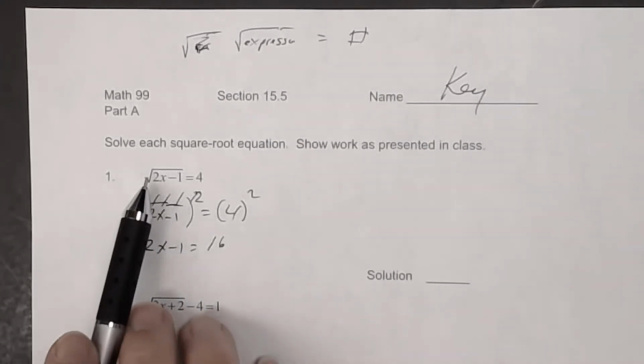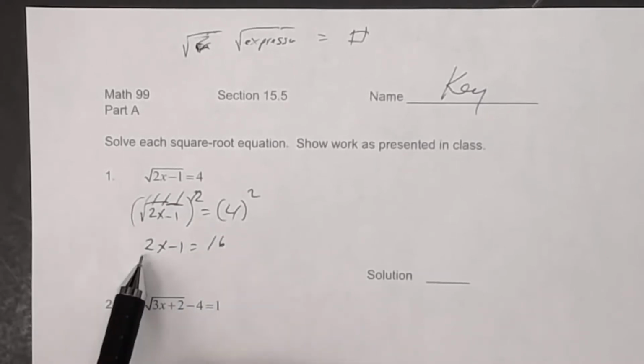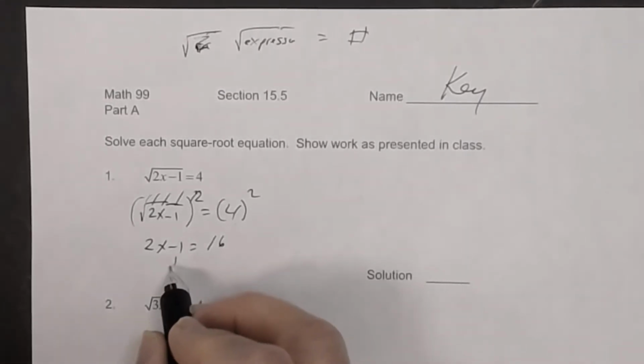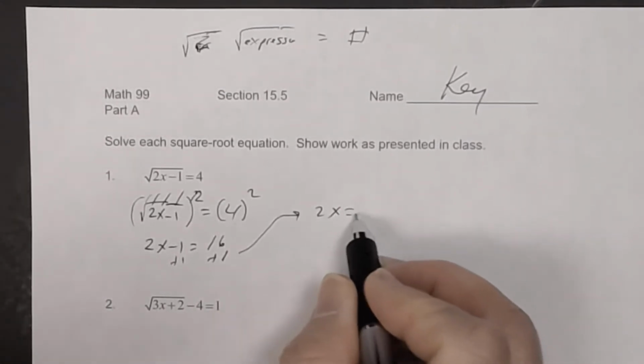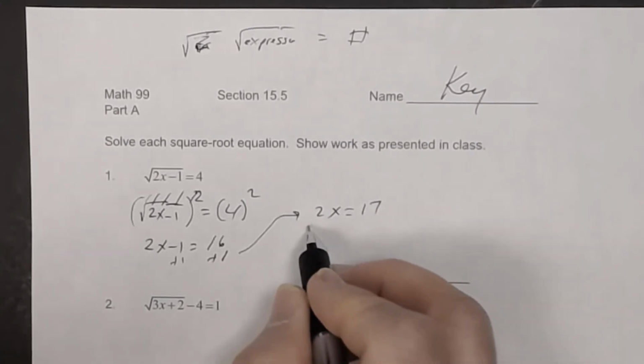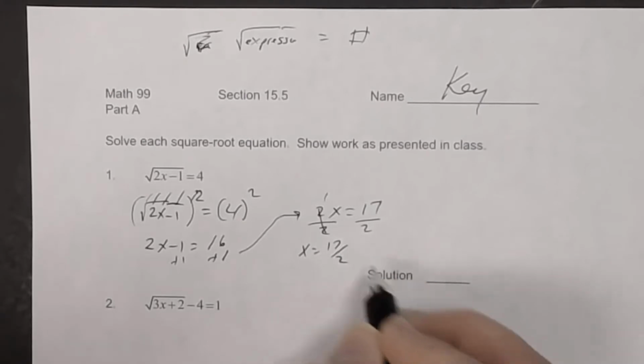So notice I went from a square root equation, a radical equation, to a linear equation. And all you have to do now is solve this linear equation. So I'm going to add 1 to both sides. I get 2x equals 17. Divide both sides by 2. And so I get x to be 17 halves.